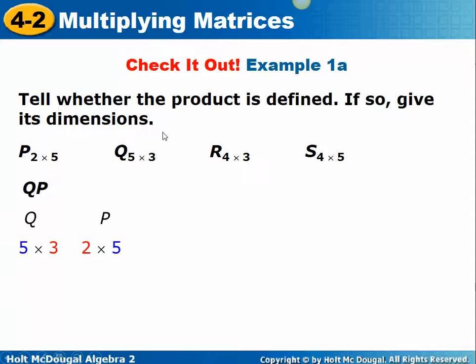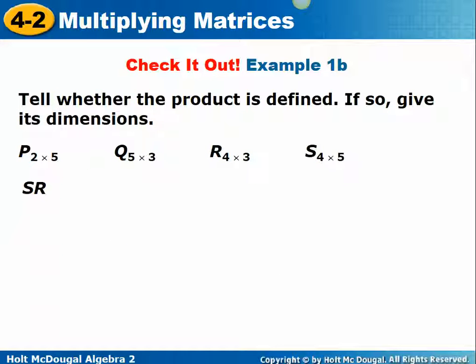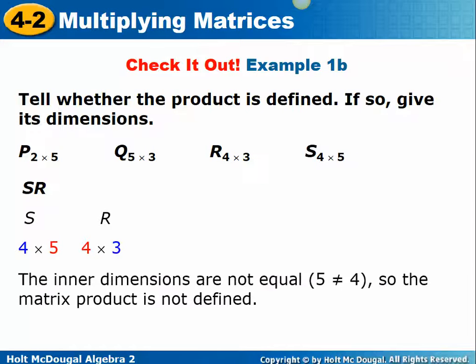For Q, we have a 5 by 3. P is a 2 by 5. The 3 and the 2 are not the same, so this is not defined. You could not multiply those together. All right, same matrices. S is a 4 by 5 and R is a 4 by 3. The 5 and the 4, the columns of the first, are not equal to the rows of the second, so it's not defined.